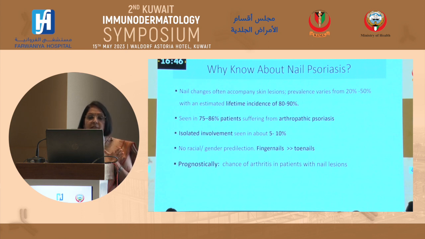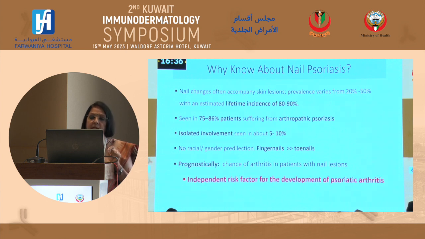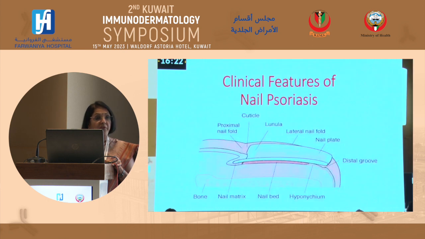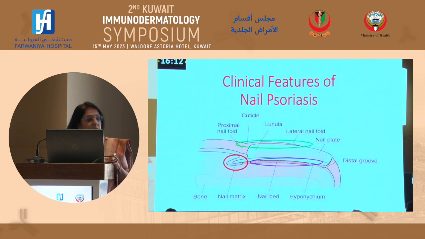Fingernails are more affected than toenails, and prognostically, it's important to remember that nail changes can be a surrogate risk factor for the development of psoriatic arthritis in future. So if a patient has nail changes in psoriasis, you need to be more cautious during follow-up for the development of psoriatic arthritis. The clinical features of nail psoriasis will depend on whether the matrix is involved, the nail bed is involved, or the lateral nail folds are involved. And this is the whole list of changes which you can see.